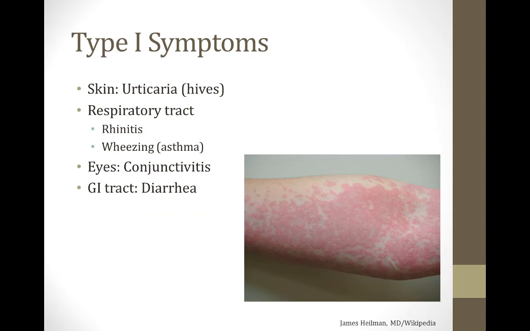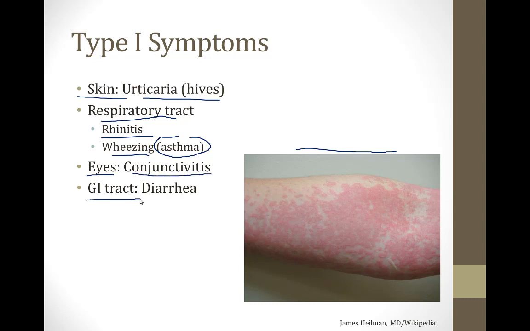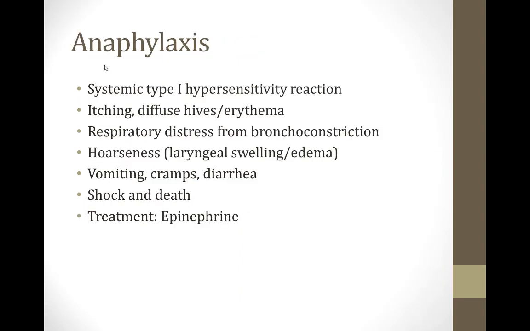So what are the symptoms of a type 1 hypersensitivity reaction? Well, it depends on the organ system you're talking about. In the skin, type 1 reactions manifest as urticaria or hives. This is a picture of hives right here on the screen. In the respiratory tract, people get runny noses, which is rhinitis, or they can develop wheezing, and we'll talk about how asthma is a type 1 hypersensitivity reaction. In the eyes, patients can develop conjunctivitis. Their eyes will become itchy and red and watery. And in the GI tract, people can develop diarrhea.